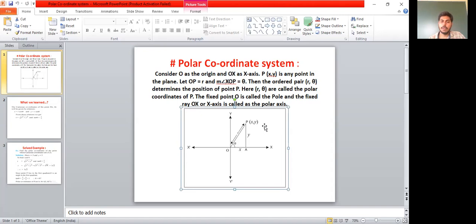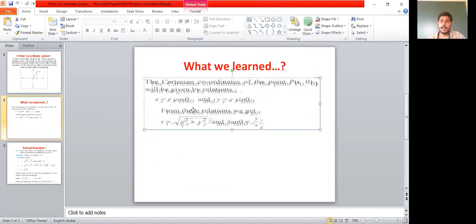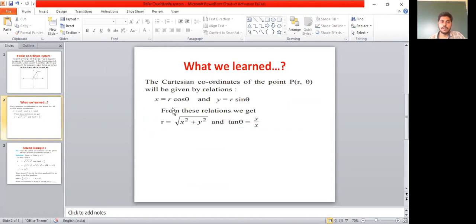Okay. So this indicates that x is r cos theta and y is r sin theta. Now what we have learned through this figure, through polar coordinates, is that the Cartesian coordinates of the point P(r, theta) will be given by the relation x equals r cos theta and y equals r sin theta.